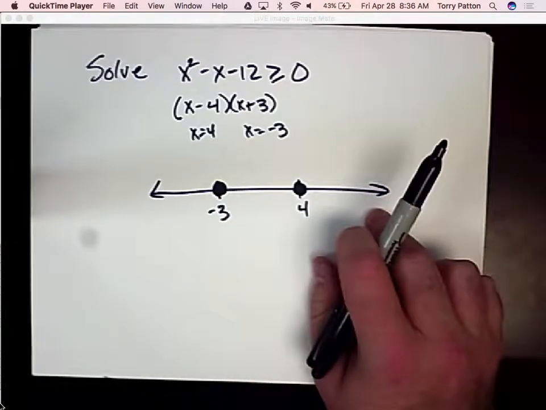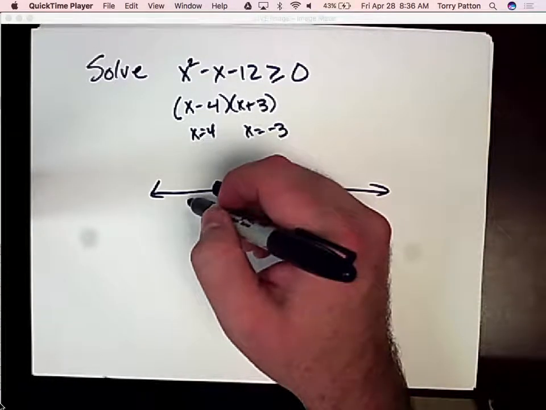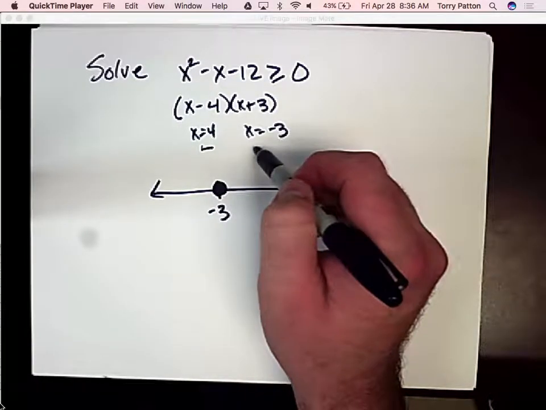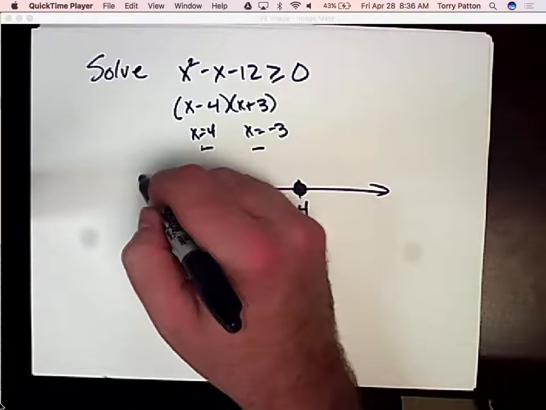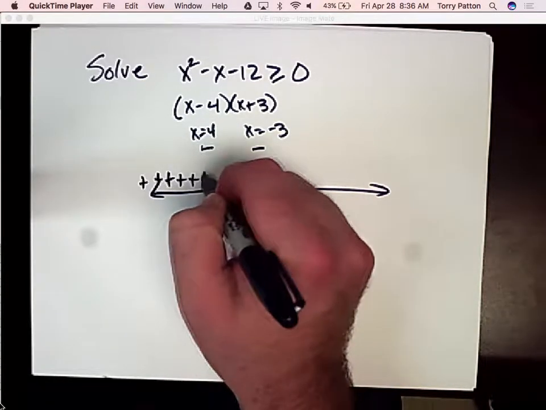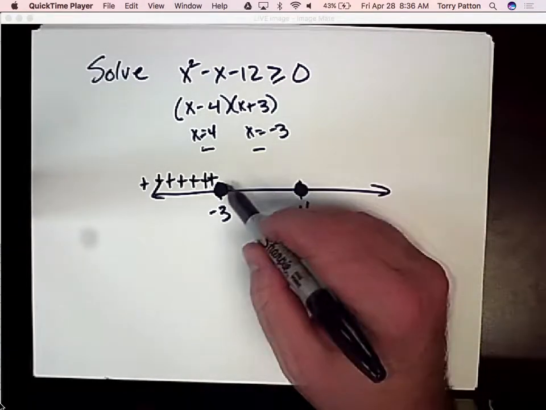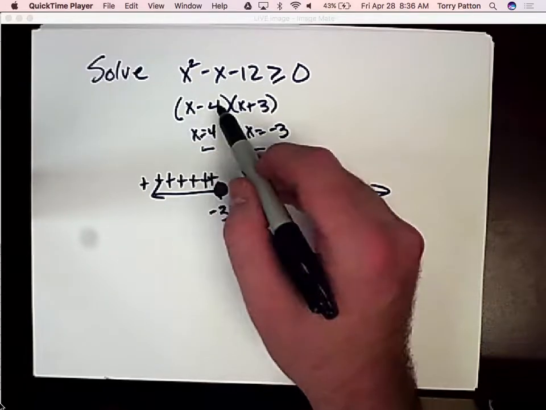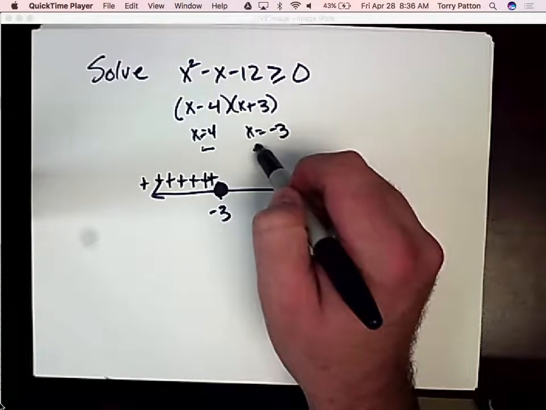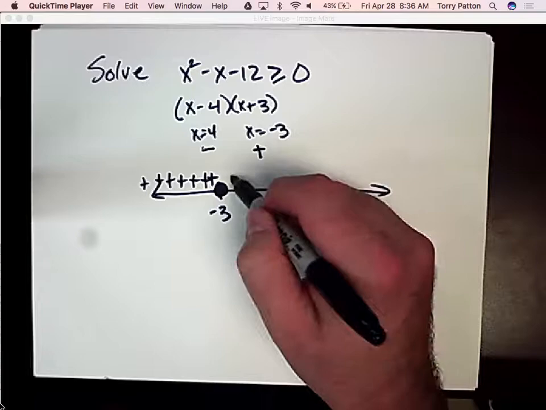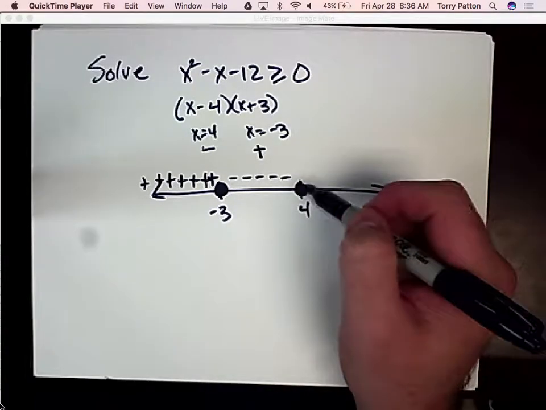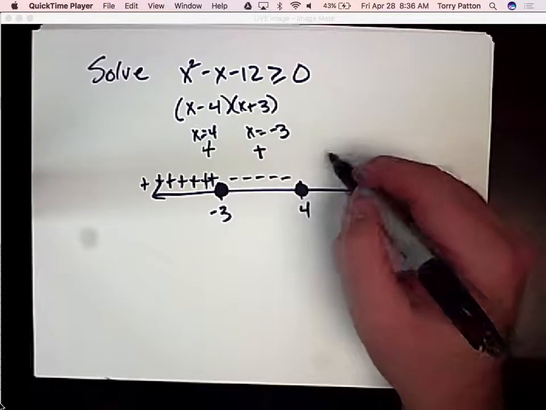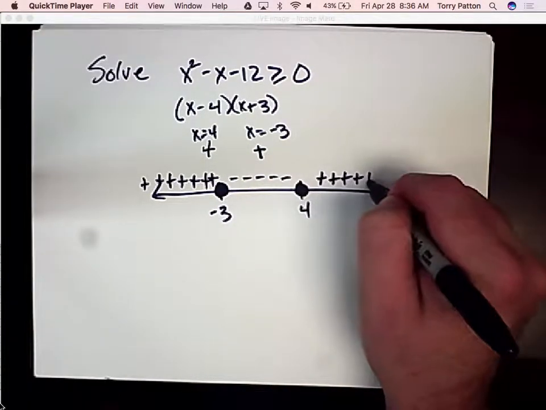Now we got to test the 3 parts. Negative 4. Negative 4 minus 4 is negative. Negative 4 plus 3 is negative. Negative times negative is positive on this piece. What's the number between negative 3 and 4? 0. Always use 0 if you can. 0 minus 4 is negative. 0 plus 3 is positive. Negative times positive is negative. Then 5. 5 minus 4 is positive. 5 plus 3 is positive. Positive times positive is positive.